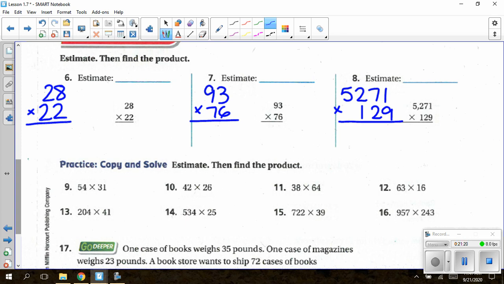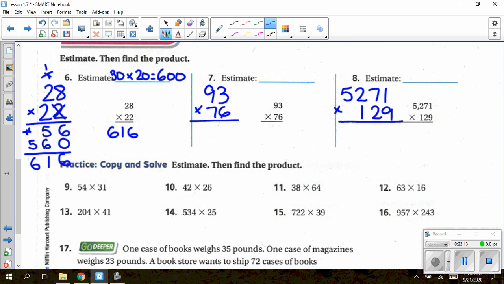To find my estimate, the 8 does tell my 2 to round up to a 3, so 30 times. And then for the 22, the 2 tells my 2 to stay the same, so 20. So I know 3 times 2 is 6, and I see that I have to add 2 zeros. So now to solve, 2 times 8 is 16, regroup the 1. 2 times 2 plus 1 is 5. Cross off the 2 from the ones digit, drop a 0, and cross off what you have regrouped. So now 2 times 8 is 16 again, regroup a 1. 2 times 2 plus 1 is 5. We now have to add those two partial products together. 6 plus 0 is 6, 5 plus 6 is 11, regroup a 1, and 1 plus 5 is 6. So 616, which is very close to my estimate.